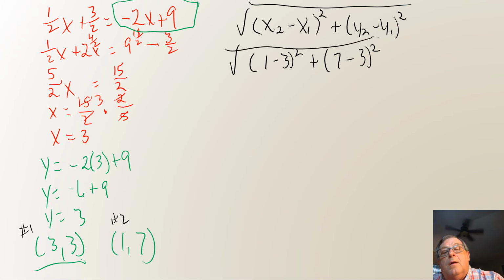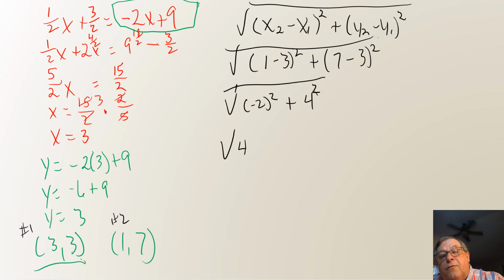1 minus 3 is negative 2, so I've got negative 2 squared. 7 minus 3 is 4, so we've got 4 squared. We're going to take the square root of all that. And so then we've got the square root of 4, since negative 2 squared is 4, plus 16, since 4 squared is 16. And 4 and 16 is 20, so we've got the square root of 20.